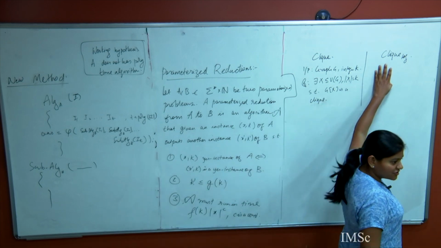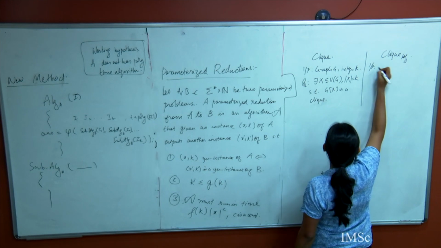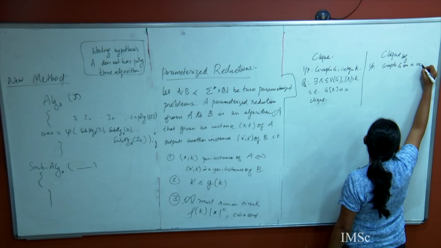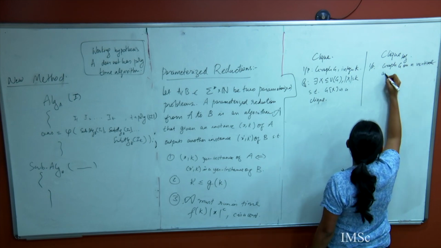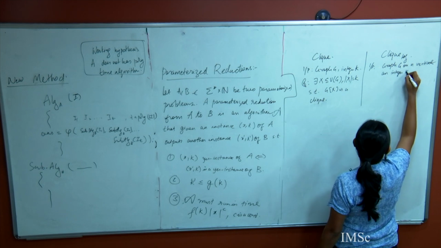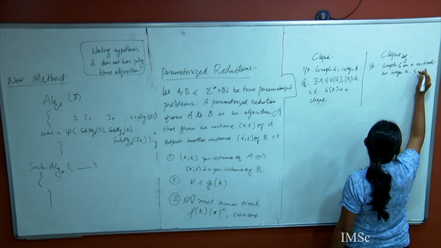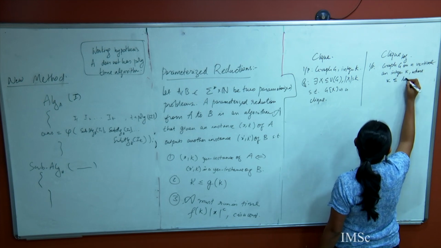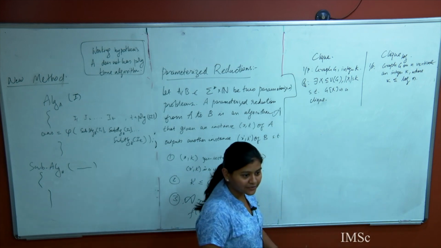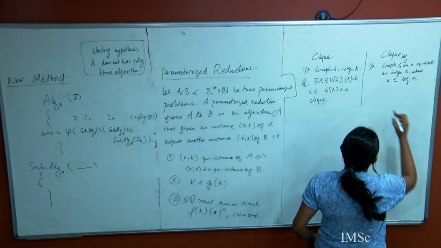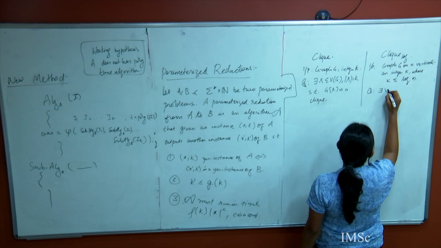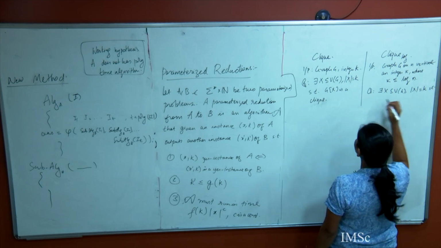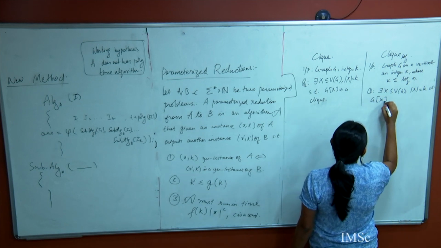So here the input is actually the same with an additional condition. Here the input is graph G on n vertices and an integer K, where K is at most say log n. Okay, is the input clear? And the question is again, is there X subset of V(G), size of X equals K, such that the graph induced on X is a clique?